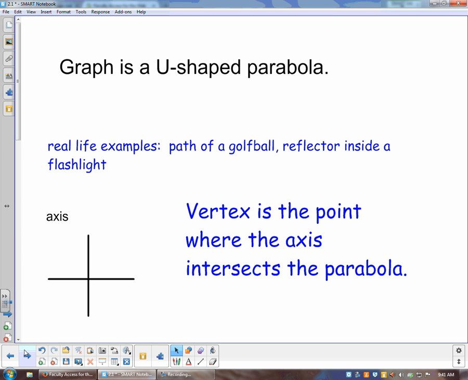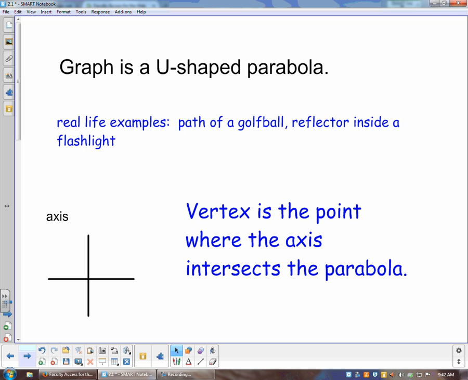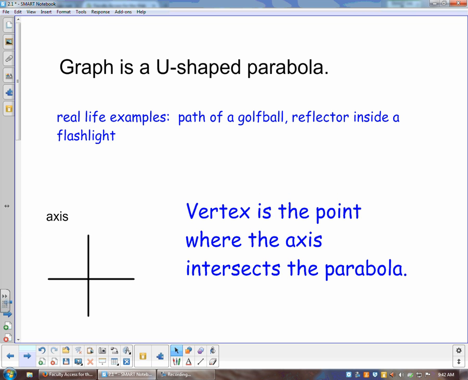All right, the graph of a quadratic function is a U-shaped parabola. And there are so many really awesome real-life examples of quadratic functions. For example, the path of a golf ball. When you hit a golf ball, the path of anything that's tossed, hit, spiked, whatever, is going to have a parabola associated with it. The reflector inside of a flashlight.